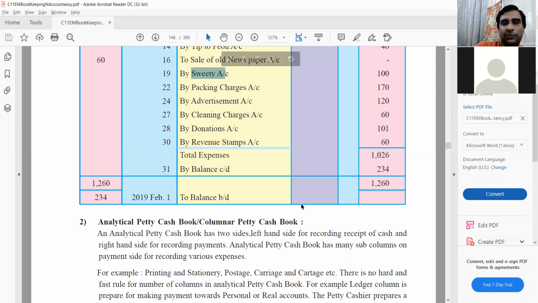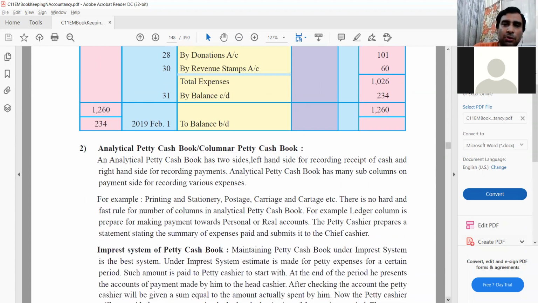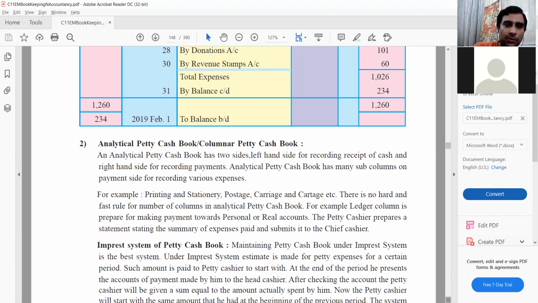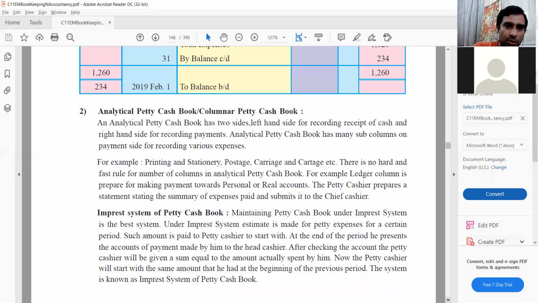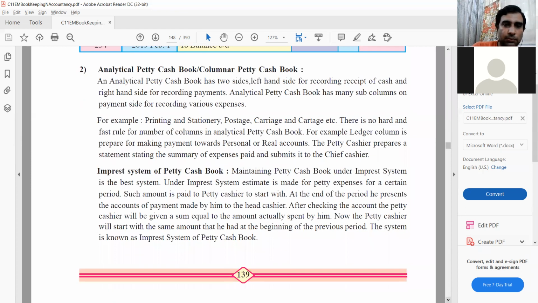So this format was obviously made for paper based books. Now when you do everything in a computer, it's fairly easy to use formulas, but nonetheless this is part of the syllabus. You have to learn the whole concept of multi-column petty cash book. So what we are saying is we will make a column for every type of expense.